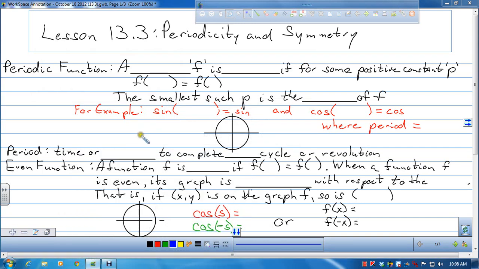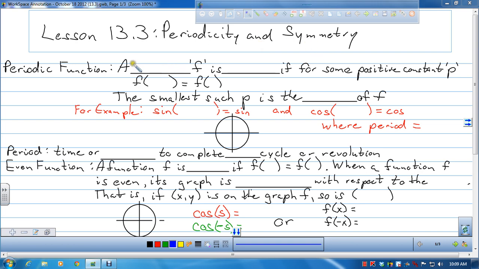Alright, for lesson 13.3 we're going to address periodicity and symmetry, and what this is going to lead into are the graphs of the trig functions, and it will allow us to look into their symmetry and how long it takes for those graphs to repeat themselves, which is the periodicity. So we'll start off this lesson. We'll just look at some general graphs and try to get the idea of both of these things.